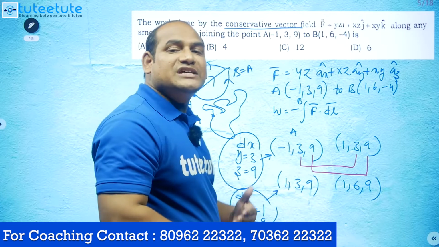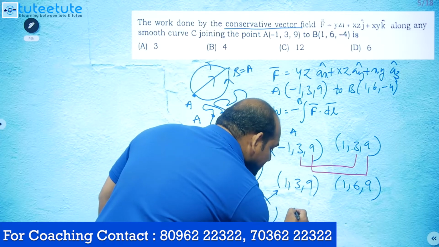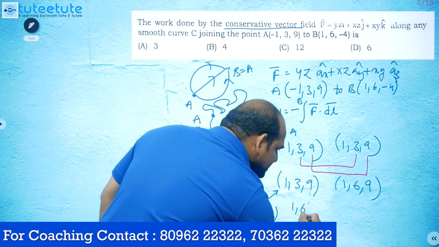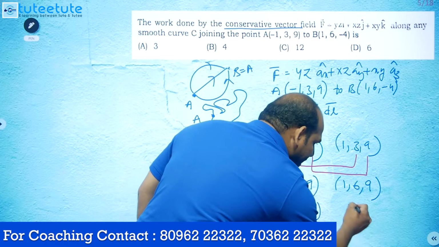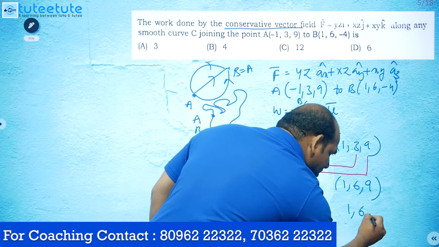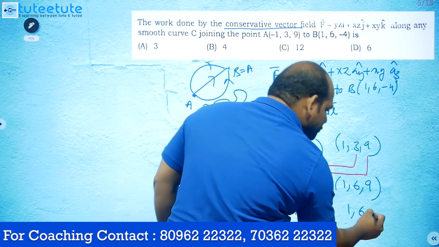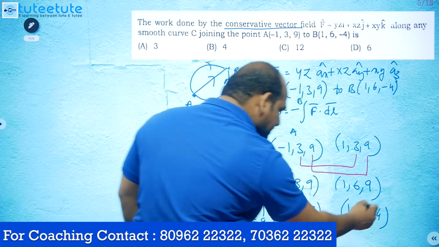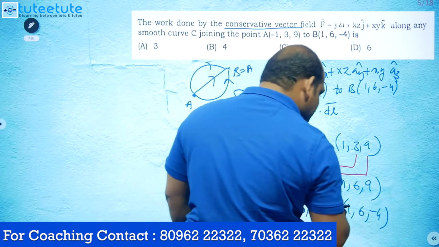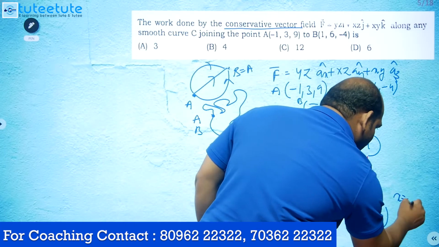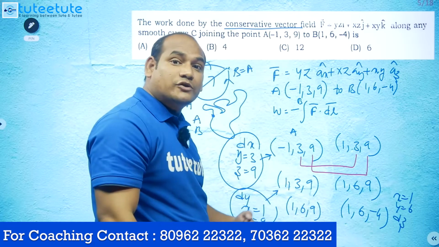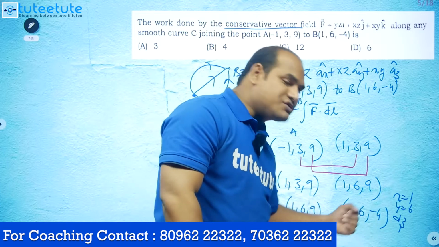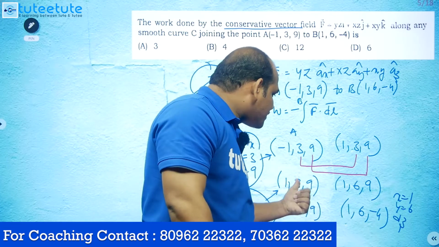Now I will move in the z direction. So my charge is available at (1,6,9). Now I will maintain the x value at 1, I will maintain the y value at 6, and the z value is now changed to -4. So in this particular case, x is fixed at 1, y is fixed at 6, but z is changing. From where to where is z changing? 9 to -4. And here the y is changing from 3 to 6.